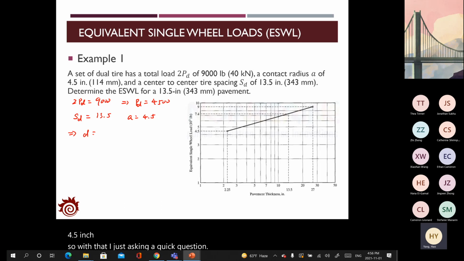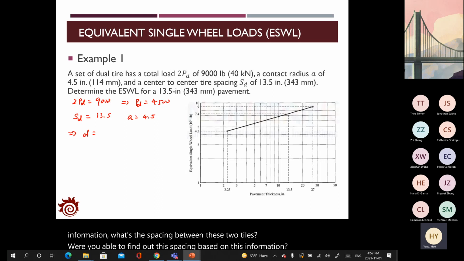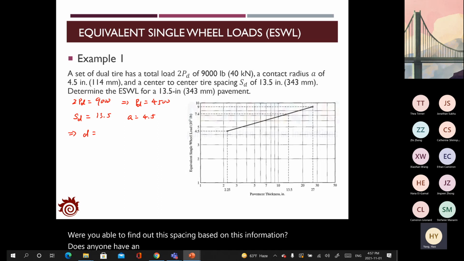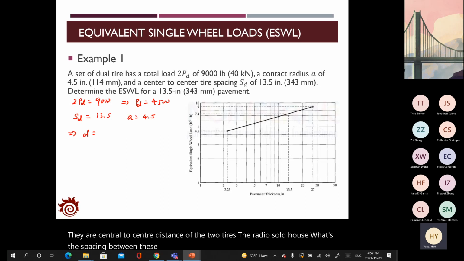So with that, I just have a quick question. What's the distance? What's the spacing between these two tires? If we are provided with this information, were you able to find out the spacing based on this information? Does anyone have an idea about how to calculate the spacing? You know the center to center distance of the two tires. You know the radius of the tires. What's the spacing between these two tires? Any idea about it?